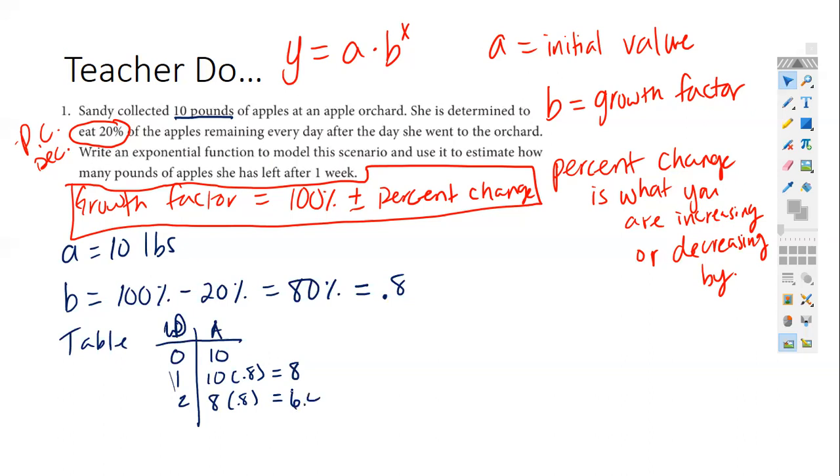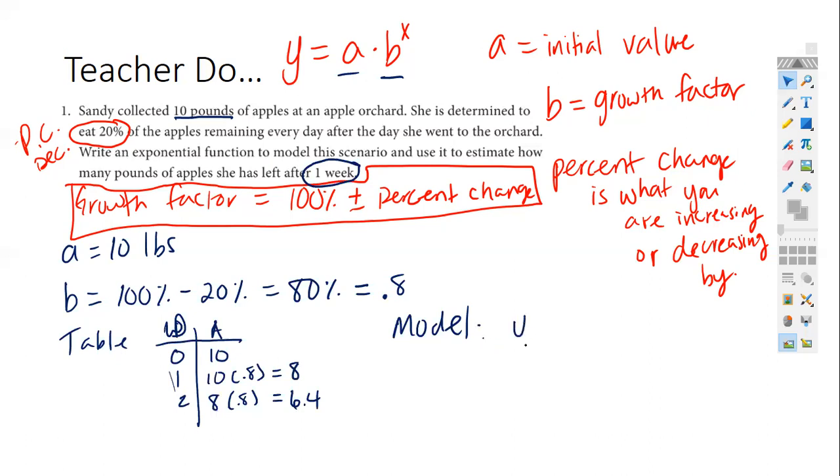6.4 pounds. Okay, and then I would continue this, but do I want to keep using the table? No, we want to create a model so that we can figure out how much she would have after a week. And a week equals how many days? 7 days. So we're going to create our model. And to create the model, you just need to know your A and your B. Do we have our A and our B?